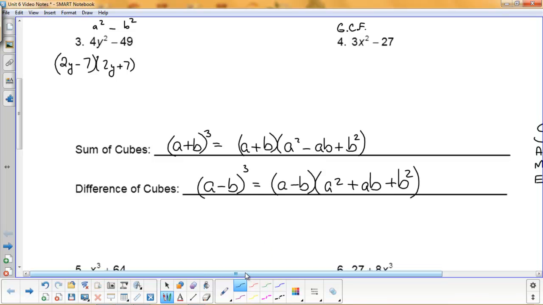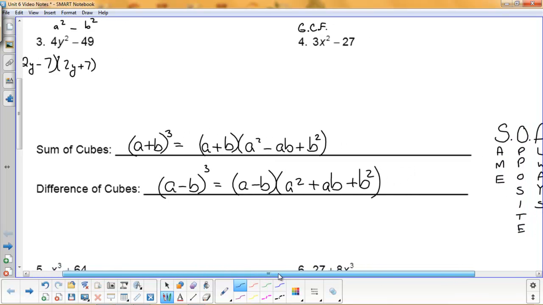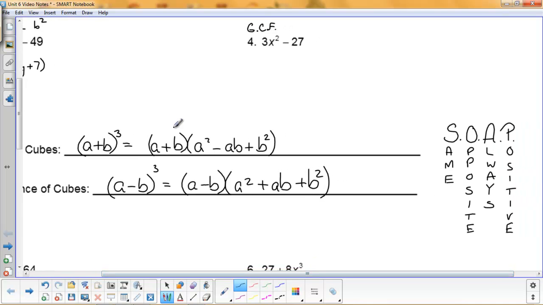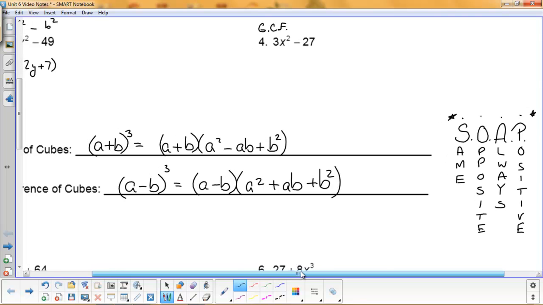So for those of you looking for a surefire way not to miss the symbols inside of your sum and difference of cubes, you always want to remember SOAP. SOAP refers to how you will put the symbols inside the sum and difference of cubes. The first symbol will always be the same as the original perfect cube. The second symbol will always be opposite of the original perfect cube. And the last symbol in both the sum and difference of cubes is always positive. So that's just a little mnemonic to help you out. Use your SOAP if you're confused.